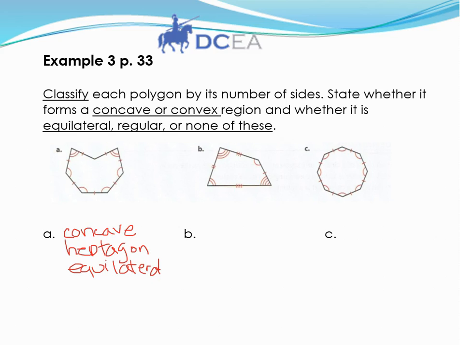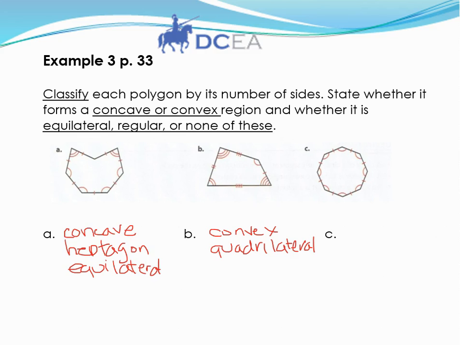Let's look at number B. Now number B is convex. All the points connected by a segment would lie inside. It has 1, 2, 3, 4 sides, so it's a quadrilateral. It is not equilateral. The sides are all different lengths, and it is not equiangular. So it is not a regular polygon.